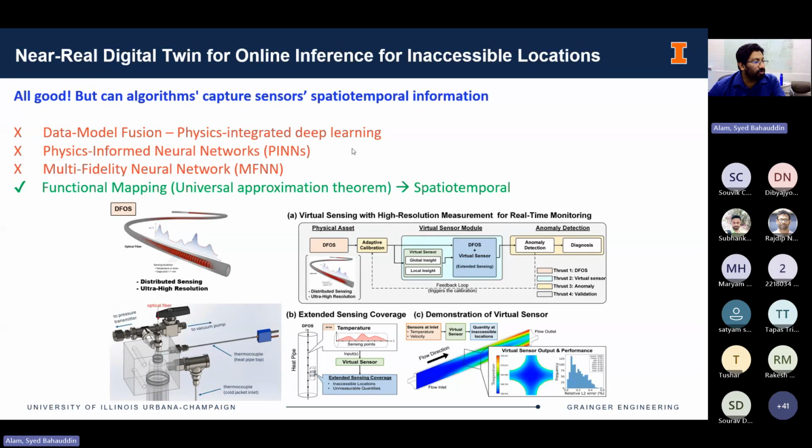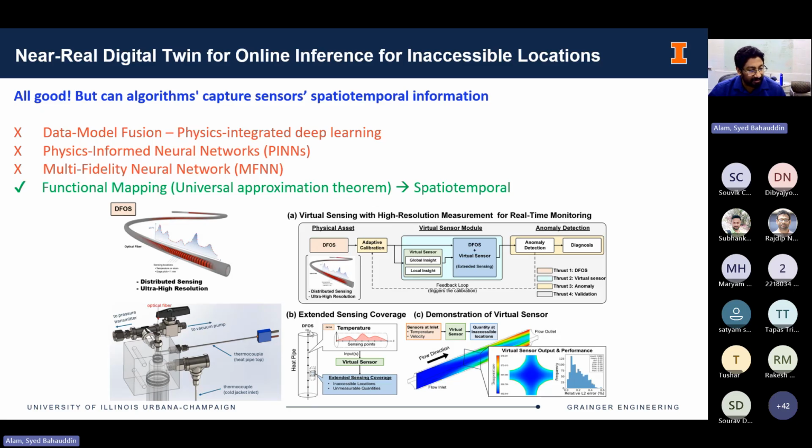So we tried all these different things: physics-informed, multi-fidelity, data-model fusion. That worked well, and I think those are fantastic works. But for the specific virtual sensor and real-time monitoring, we had to go beyond that to make things a little more practical. I'm not saying very practical, but a little more practical, so that we can make sense of it in the next 10 years, maybe. So that's the whole idea.